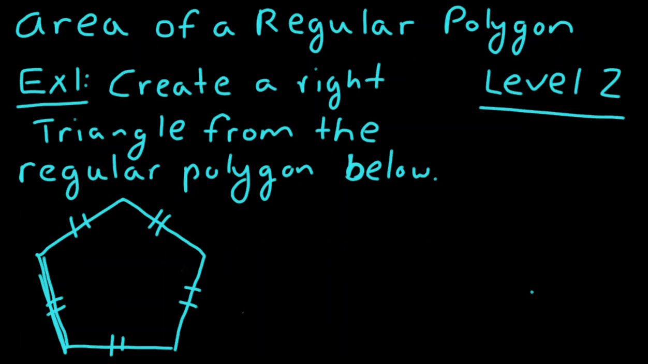Alright, welcome to the area of a regular polygon, level 2. Now, in this case, our example says this: create a right triangle from the regular polygon below.